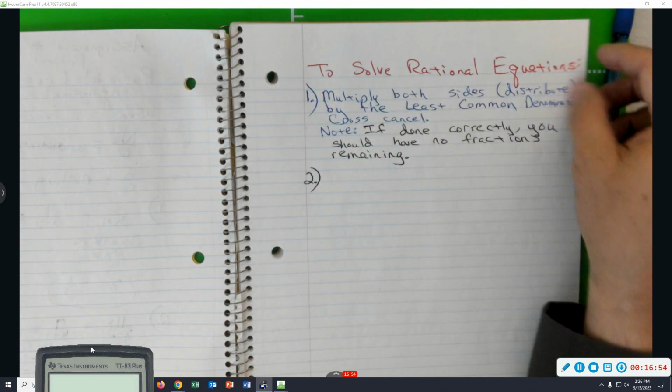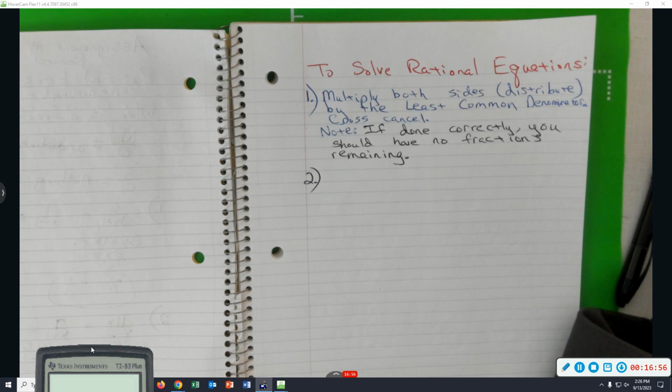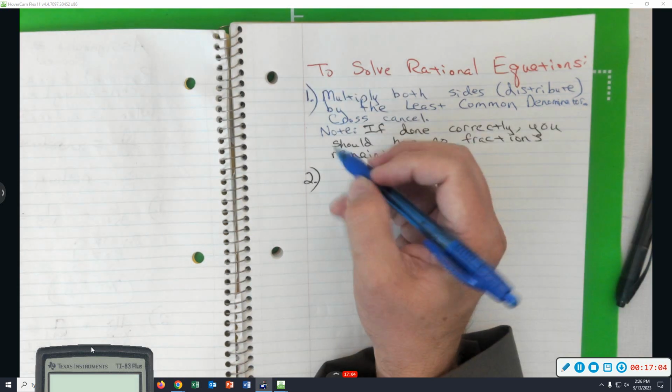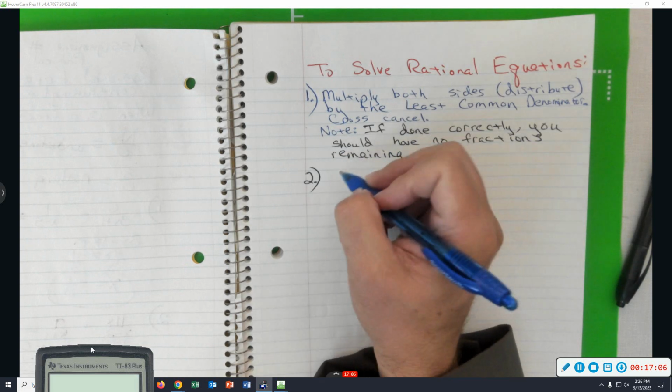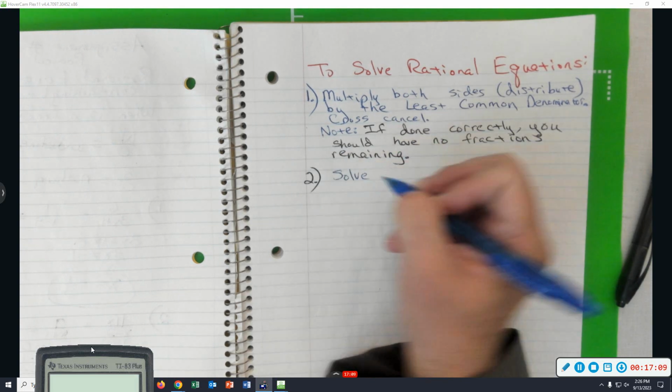Then the second step, you have an equation that doesn't have any fractions. It'll either be linear or quadratic, because that's all we've solved so far this semester. So the second step, here's where all the work is: solve the equation.